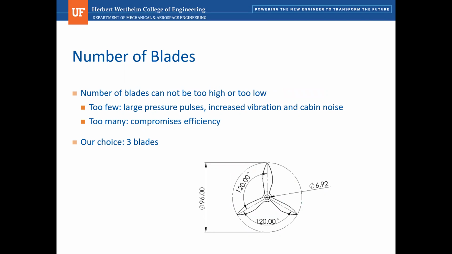The number of blades is also an important thing to consider in that they cannot be too high or too low. Too few blades produce large pressure pulses and increase vibrations and cabin noise to the cockpit, which is unwanted. Too many compromise on efficiency. For this reason, we chose to go with three blades, which is a happy medium.